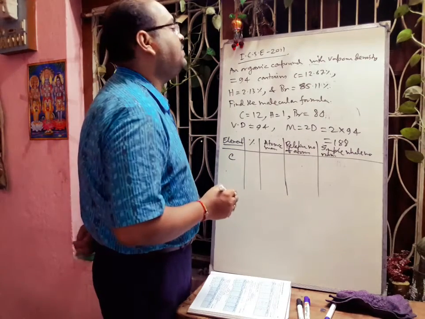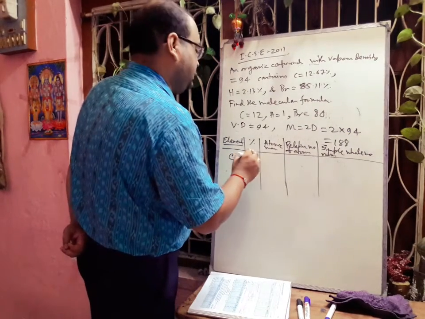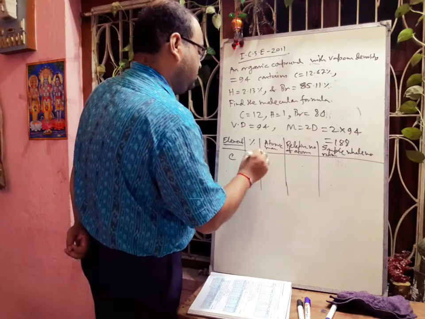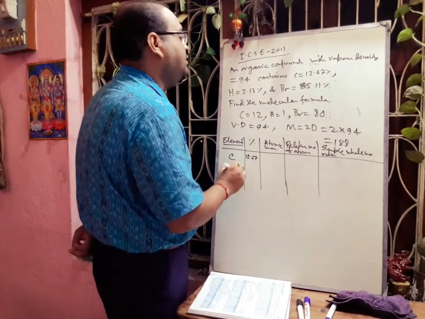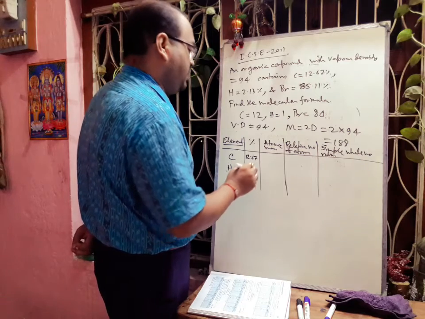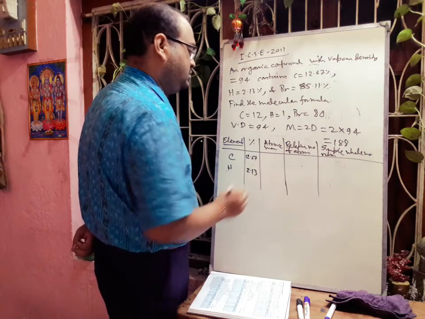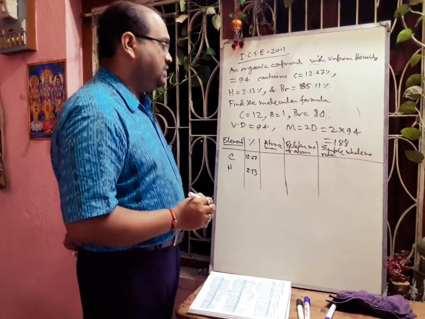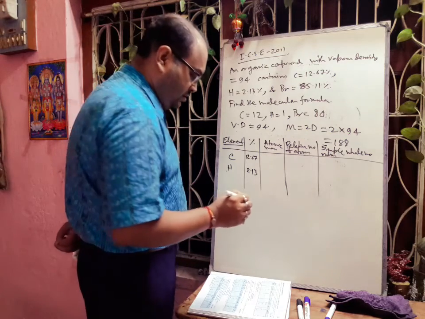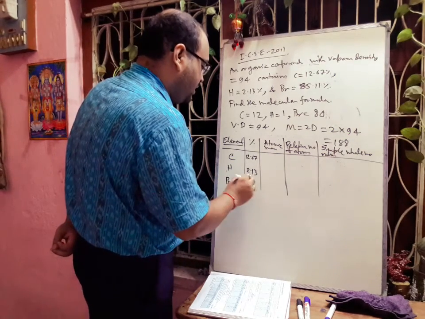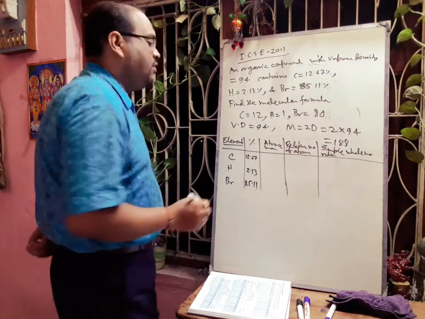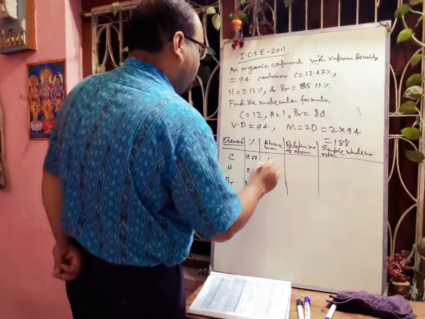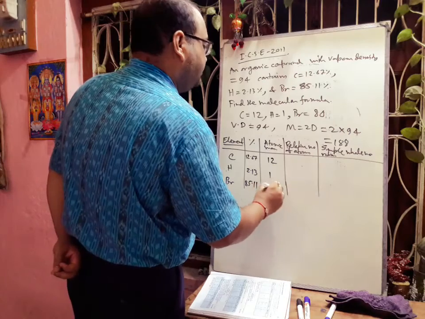Now the elements, first carbon. What is the percentage of carbon given? 12.67. Next is hydrogen. Hydrogen is 2.13. And next is bromine. Bromine is 85.11. Okay. Now what are the atomic masses supplied? Carbon 12, hydrogen 1 and bromine 80.